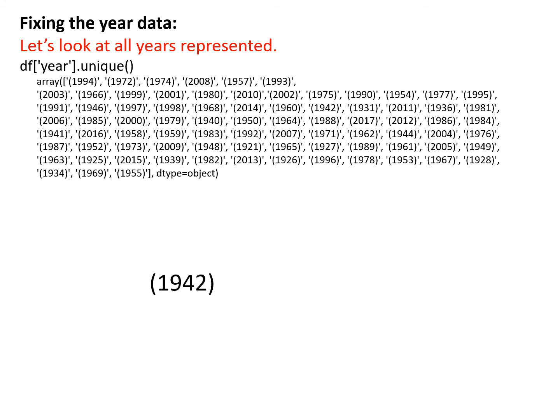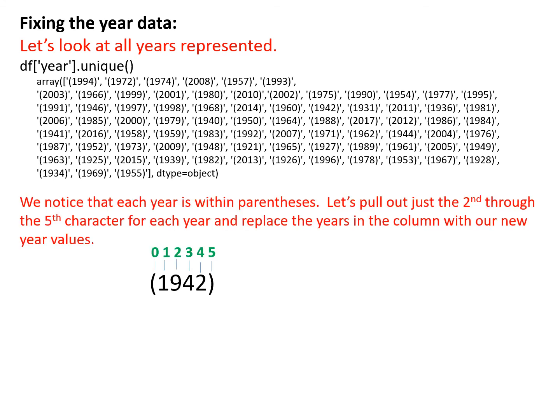And so here's what we get, and we see that everything looks good and like it should be, except we have those parentheses. So what do we do to get rid of those parentheses? Well, if we look at just one, for example, 1942, we see that the first character is a parenthesis and the last character is a parenthesis. We want to get rid of those and only pick up those characters that we really want.